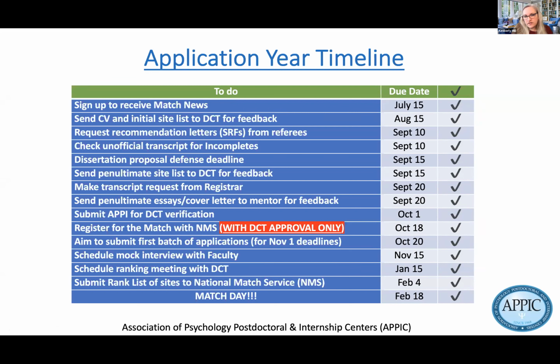Then after I've seen all of this, their site lists, their essays, their cover letters, and they proposed, then I give them official approval. This is just my program, but then I give them approval to register for the match. This one saves them $130 if they are not ready to go. It also, in all of the different ways that your match rates are displayed, including APPIC's documentation on the website, it will influence what your match numbers look like if they're registered and then they don't end up participating. So I make them have official approval before they can register for the match.